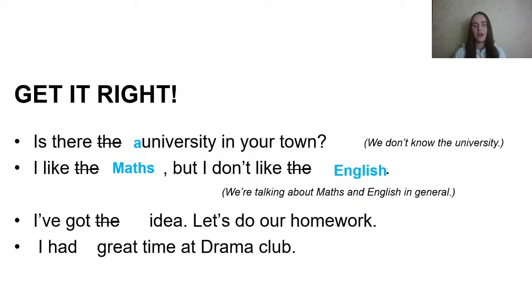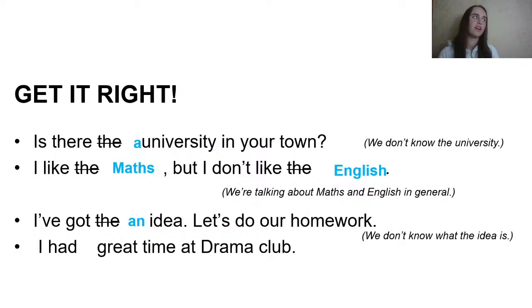What about the third? I've got the idea. Let's do our homework. So the article "the" is crossed. And I see that someone, yep, David, has written here "I've got an idea." This is correct. Good. I've got an idea. We don't know what the idea is. We talk about this idea for the first time, and it's only one idea. That's right. And it's again a stable phrase. You may always see this phrase used everywhere. I've got an idea, and it's always like this. Mostly you do not say "I've got the idea", but "I've got an idea". Let's do our homework. And what about the last one?